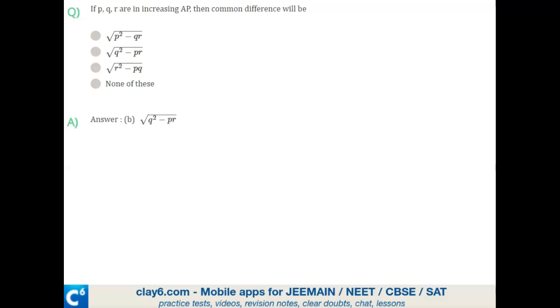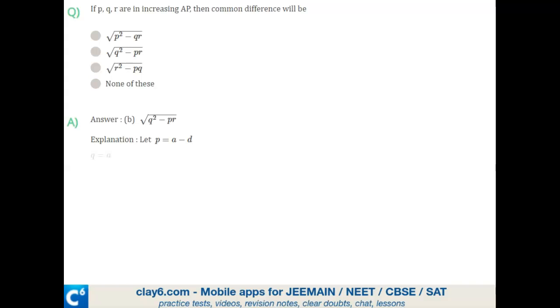So the answer is B, square root of Q square minus PR. When we say P, Q and R are in an increasing AP, we usually put them in terms of the first term and the common difference, which brings it down to 2 variables instead of dealing with 3 variables, P, Q and R. So let us put P as A minus D, where A is the first term and D is the common difference.